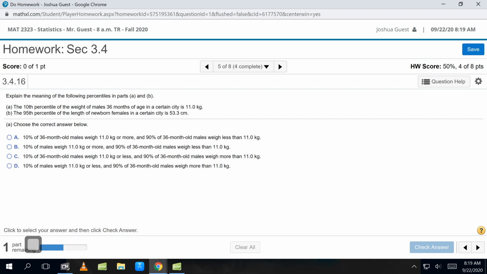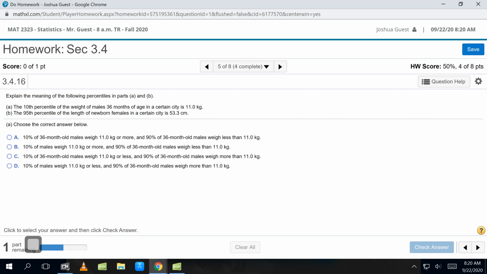So here, if I'm the 10th percentile, that means that 11 kilograms, what percent are at that 11 kilograms or less? 10. If it's more than 11 kilograms, it's going to be what? 90%. And then on the other one for the females, 95% are at or less than 53.3 centimeters long at that newborn, okay? So which one, A, B, C, or D?